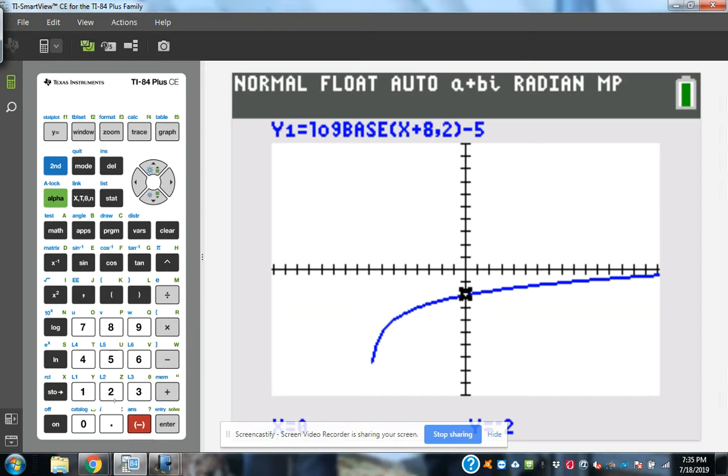If I hit trace, 0, and there we have the y-intercept of negative 2.